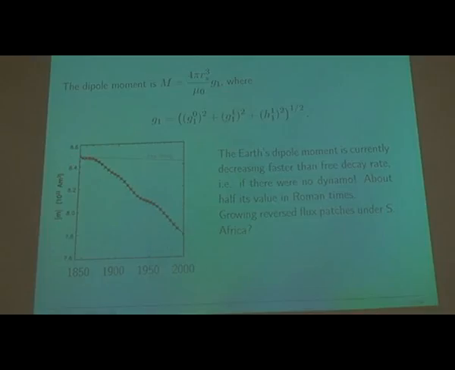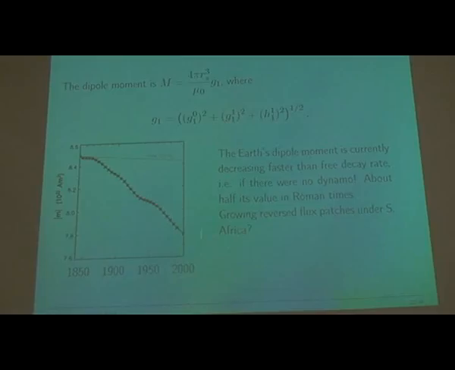And it's actually decaying much faster than if you had free decay. That line there is the rate at which you would decay if you just switch the dynamo off altogether. If there's no fluid motion in the core, it would decay in about 15,000 years. Along that line there is actually currently going down much faster than that, so it's actively diminishing faster than that.